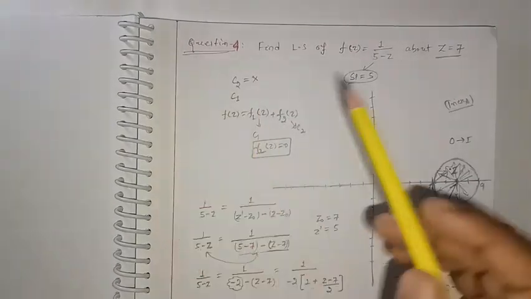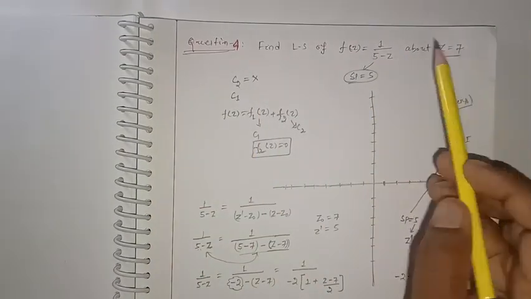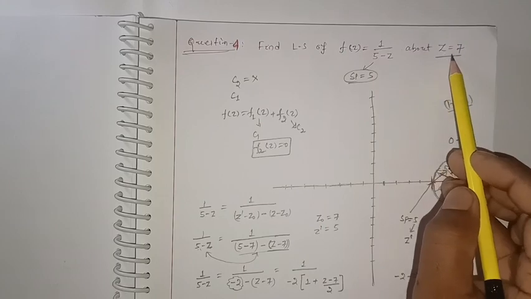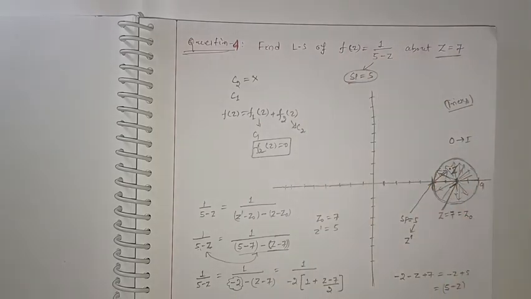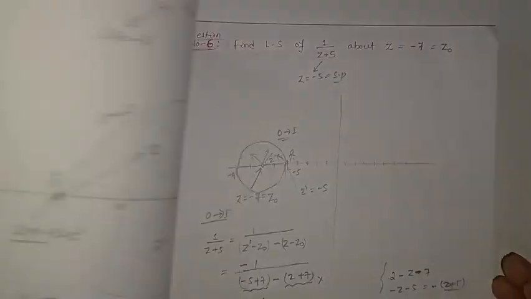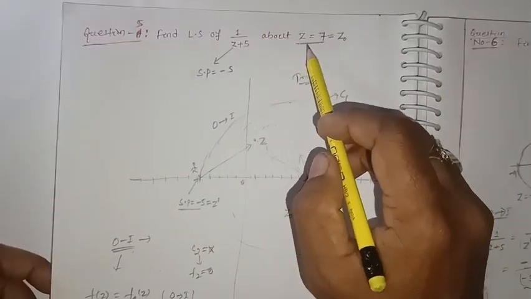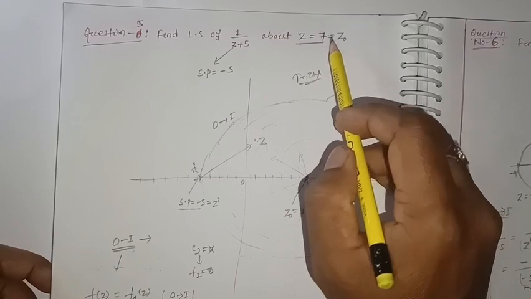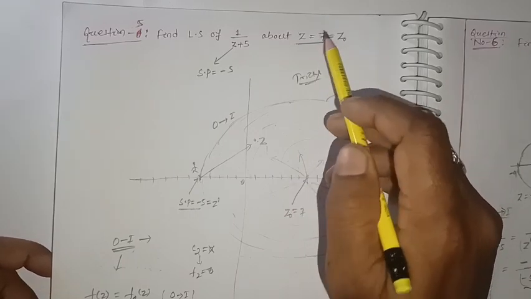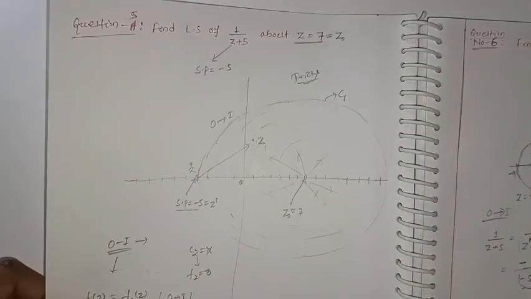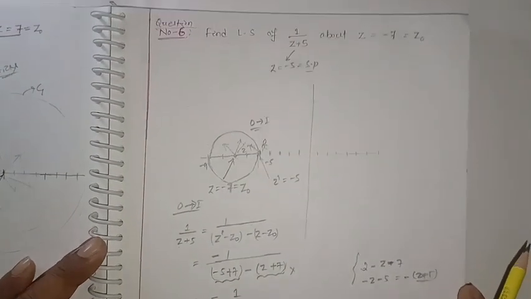And question number 6, 1 by 5 minus z about z equal to 7. This is also, z equal to 7 is not the singular point. That means the question asks that we have to find out the Taylor series about that point. Here, question number 5, 1 by z plus 5 about z equal to 7. Here, z0 equal to 7 is not the singular point for this function. That means indirectly it is asked that we have to find out the Taylor series.